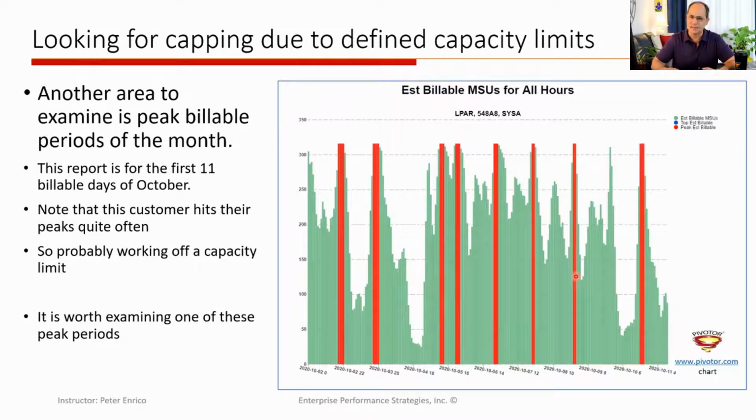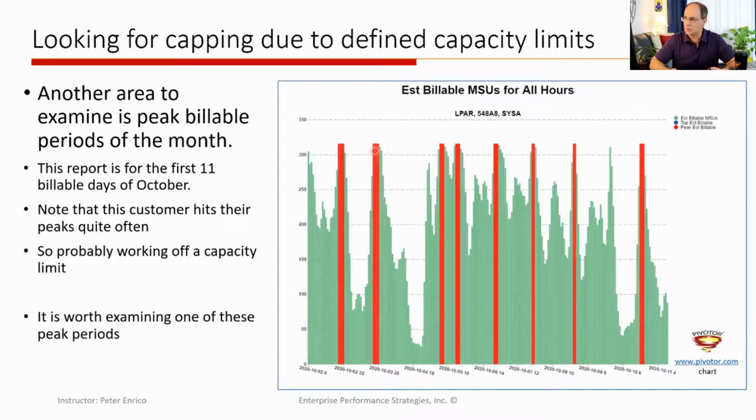Another thing we look at, not to spend too much time on it, if you're doing these billing contracts, one of the things we're always interested in is when you are reaching your maxes for the month. When are you reaching your peak MSU usage for the month? So here's about 11 days worth of data where the red lines indicate I hit my peak of the month.